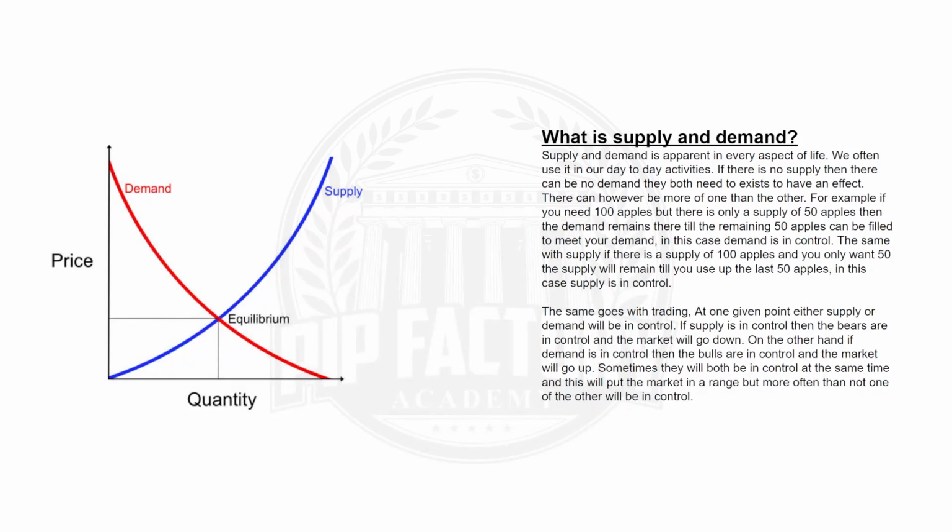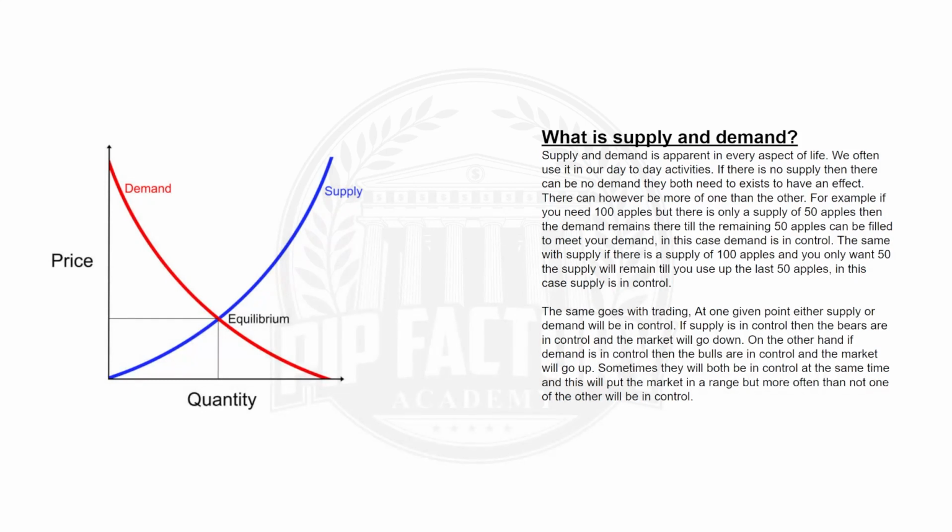So for example, if you need 100 apples but there is only a supply of 50 apples, then the demand remains there till the remaining 50 apples can be filled to meet your demand. In this case, the demand would actually be in control. The same with supply. If there is a supply of 100 apples and you only want 50, the supply will remain there until you use up the last 50 apples, and in this case supply is in control.